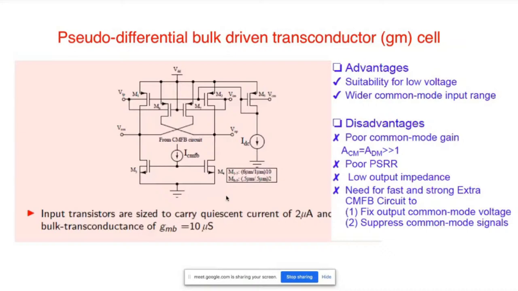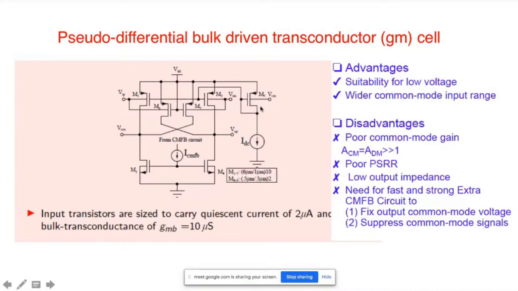Now in this case, we have used a pseudo differential bulk driven transconductor. If you see, the input is going to be the PMOS bulk. So you have a VIP and VIM, which is nothing but the input transistors M1 and M2, which is given to the bulk. And then you have the gates of these connected with some bias voltage, which is externally biased. So you have an external current IDC, which is made to flow with another PMOS and with the common mode voltage, same as the input common mode voltage.